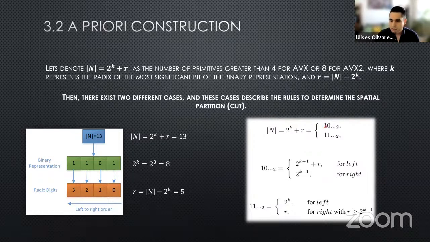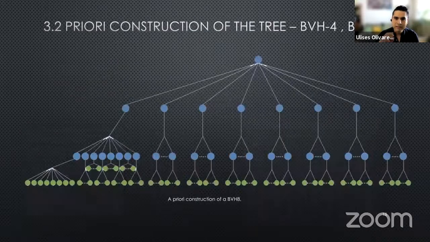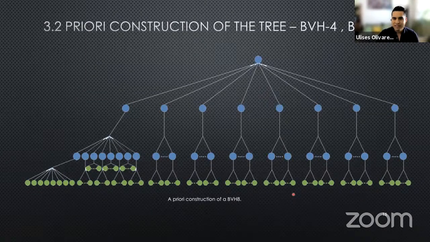If our binary representation starts with 1, 0, we're going to assign 2^(k-1) plus r primitives to the left node, and then we're going to assign 2^(k-1) to the right node. On the other hand, if our binary representation starts with 1, 1, which is the case of 13, we're going to assign 2^k to the left and r to the right. So once we define those rules, we can build our binary tree, or in this case an oct tree or a quad tree. It depends on the branching factor that we will have.